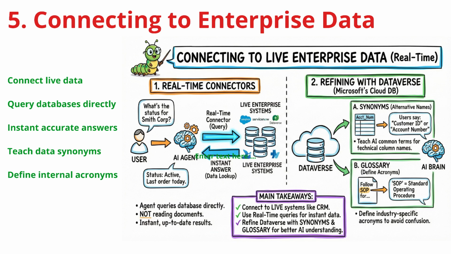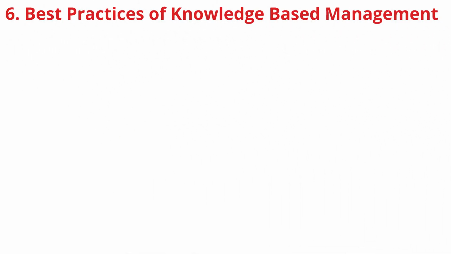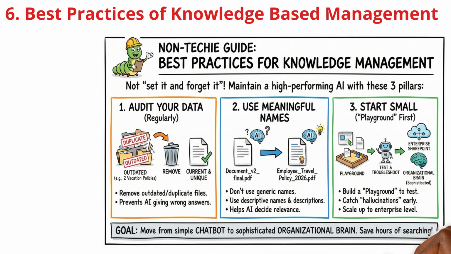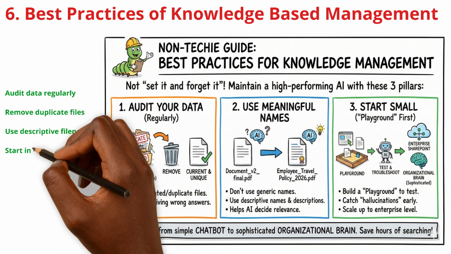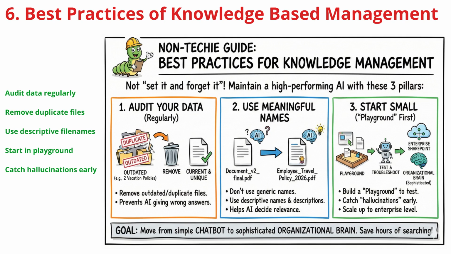Welcome to the non-techie guide on best practices for knowledge management. As our guide at the top emphasizes, grounding an AI agent isn't a set-it-and-forget-it task. To maintain a high-performing AI, you must focus on 3 key pillars. First, look at the orange pillar. Audit your data regularly. You must actively remove outdated or duplicate files, such as having 2 different old vacation policies, to prevent the AI from providing incorrect answers.